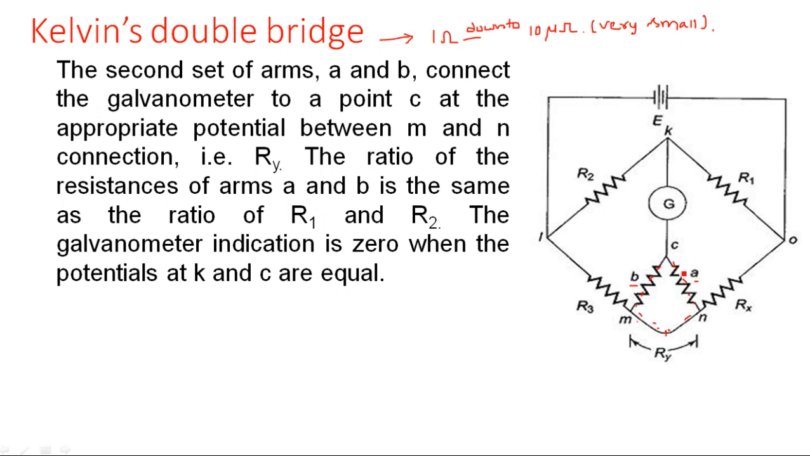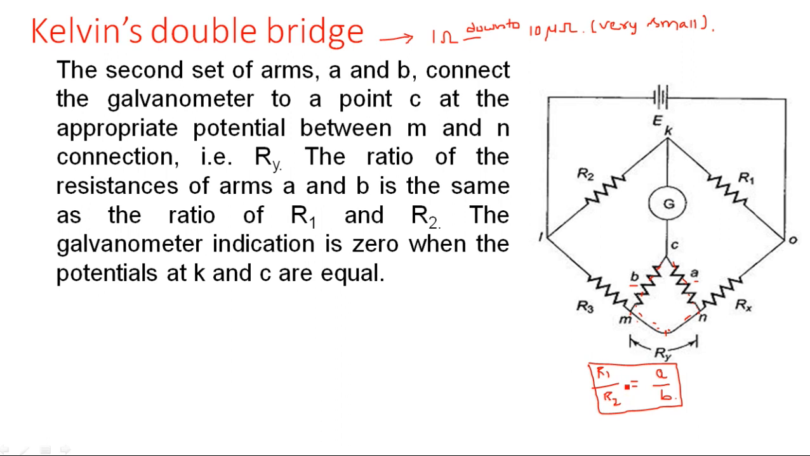Here, as in the previous case, we have taken the resistance Ry, which is the lead resistance between the points M and N. Here we have assumed a condition: we have to select the resistor values A and B in such a way that R1 by R2 is equal to A by B. This condition we should remember. If we do not follow it, then the bridge balanced condition will not equal the conventional formula. So in order to achieve the conventional formula, we take R1 by R2 equal to A by B.